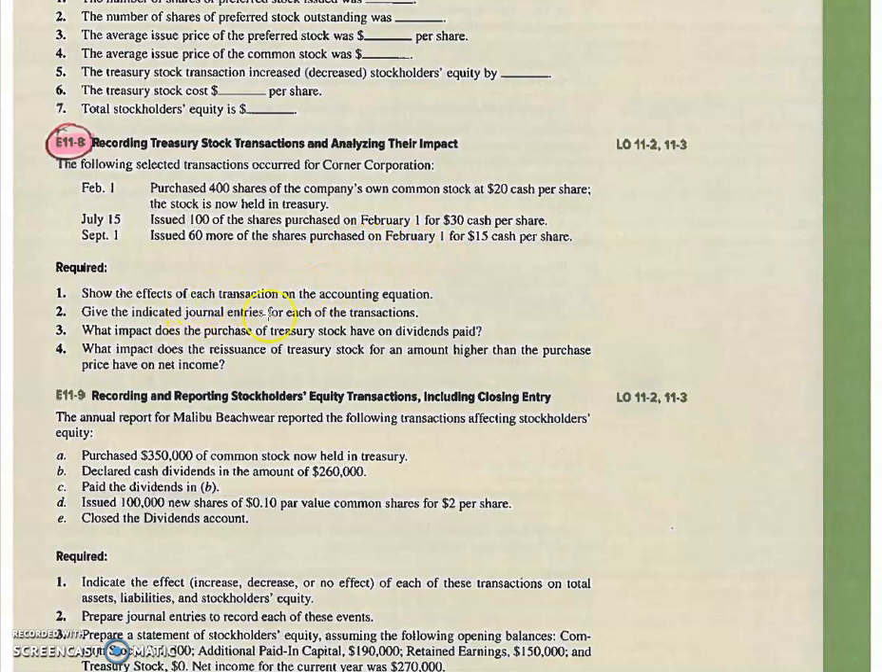So show the effects of each transaction on the accounting equation, and give the journal entries. What impact does the purchase of treasury stock have on dividends paid? Well, the answer is we do not pay dividends on treasury stock. So treasury stock reduces the amount of dividends paid in the case a dividend is declared. Dividends are only paid on outstanding shares, not on issued shares that are in the treasury. And what impact does the reissuance of treasury stock for a higher amount than the purchase price have on net income? The answer is no effect.